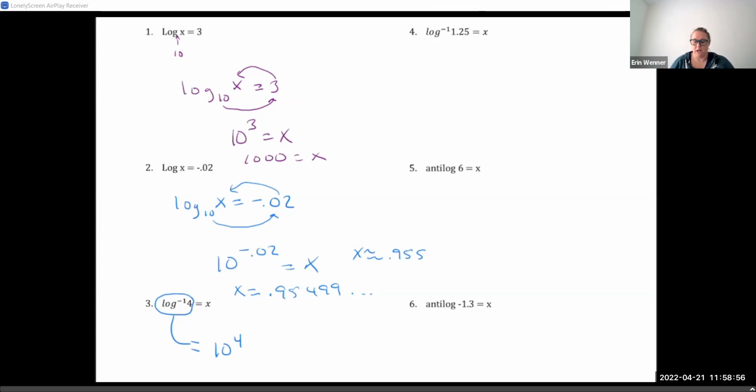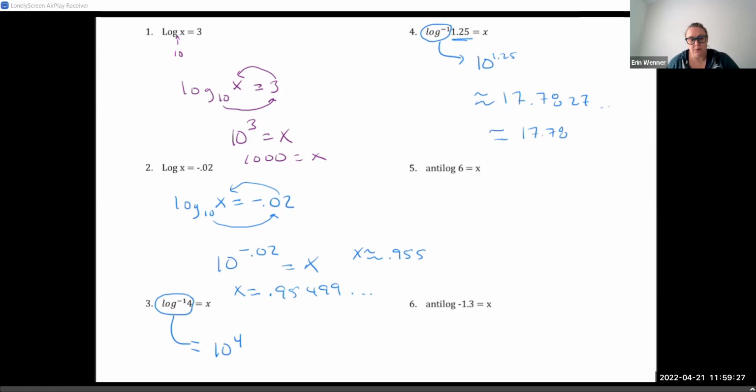So again, log to the negative first. All that's telling us is do 10 to, and then we put that number in for the exponent. And you can leave it as 10 to the 1.25, or you can actually calculate that, giving us 17.7827 or 17.78 is what I'm going to go with.